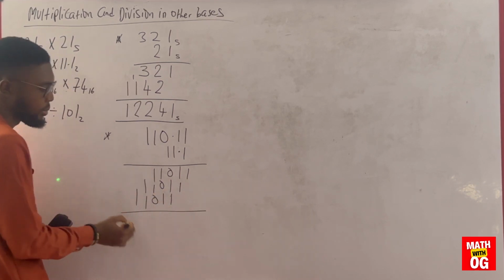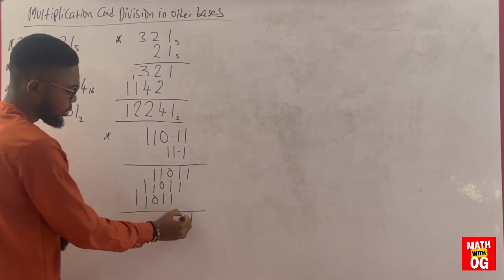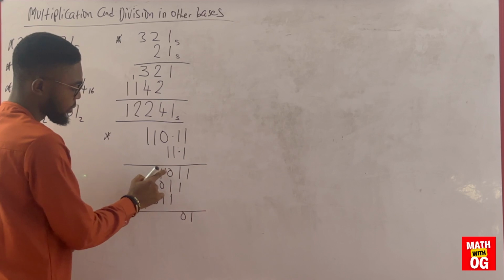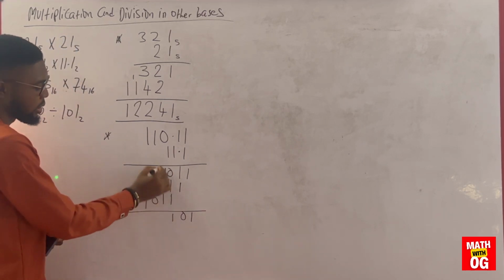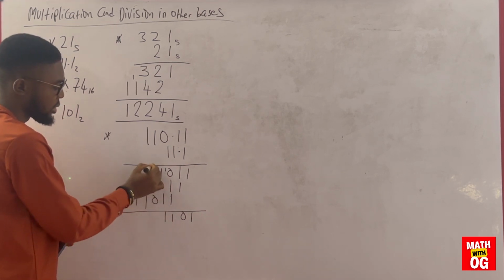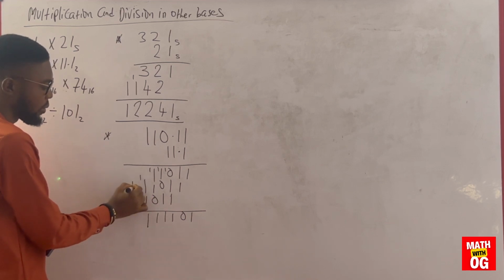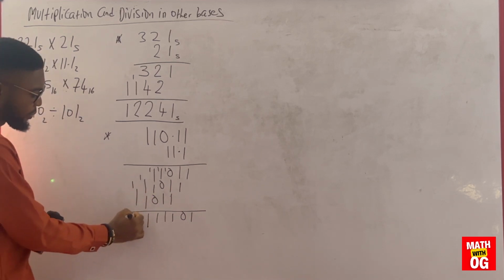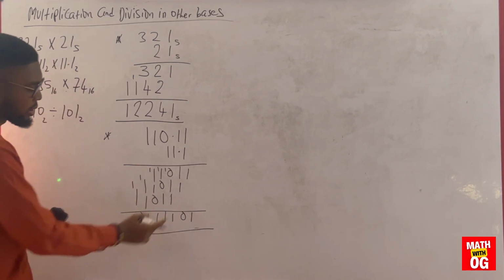Now let's add up in base 2. This is 1. 1 plus 1 is 1, 0. Put down 0, carry 1. 1 plus 1, 1, 0 plus 1, 1, 1. Put down 1, carry 1. 1 plus 1, 1, 0 plus 1, 1, 1. Put down 1, carry 1. 1, 1, put down 1, carry 1. 1, 1, put down 1, carry 1. Then 1 plus 1 is 1, 0. So this is 1, 0, 1, 1, 1, 1, 0, 1.